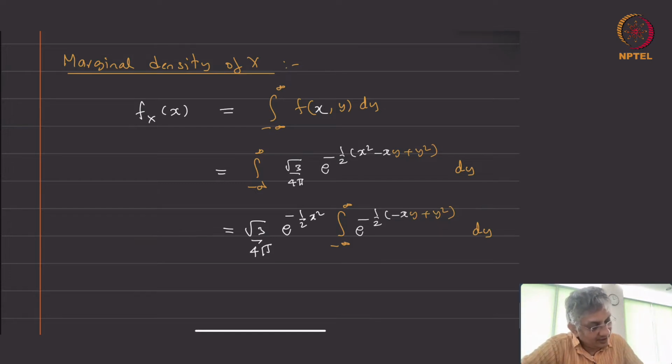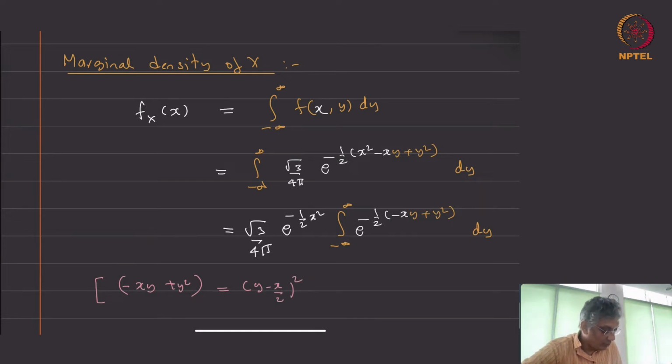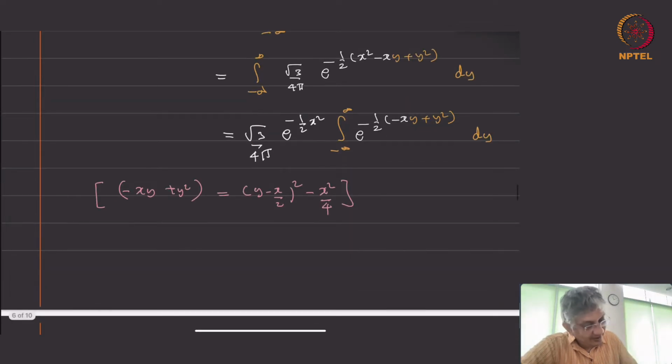So let me just write this down. Minus xy, so this is a fact right here: y squared minus xy is the same as y minus x by 2 the whole squared, and then I have an x by 2 the whole squared added, so I have to subtract x squared by 4. And that's exactly what this looks like. There's really no other answer to this, right?